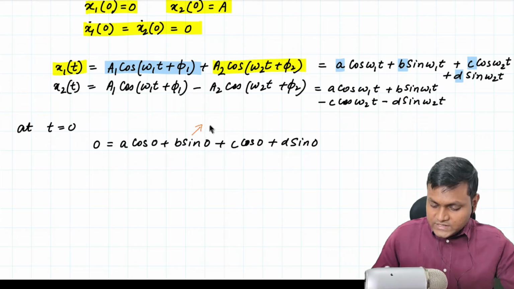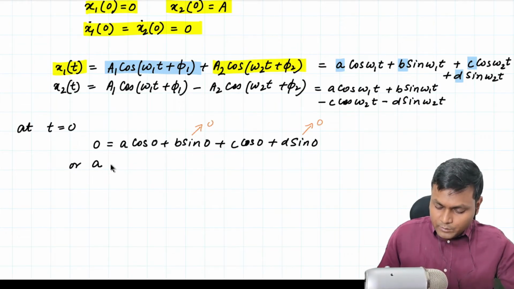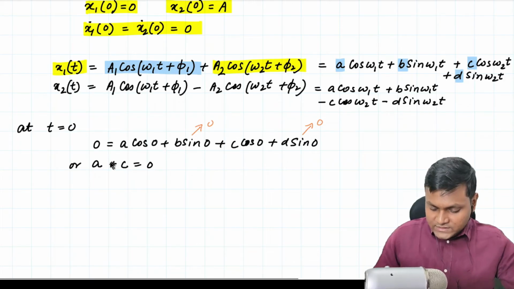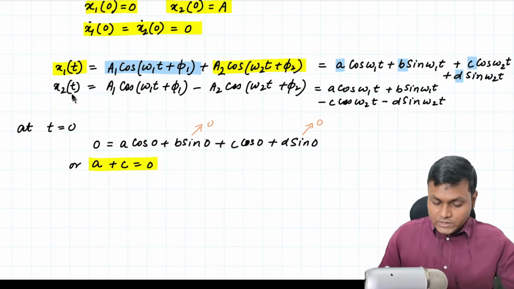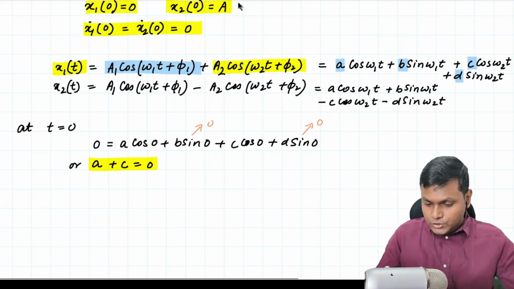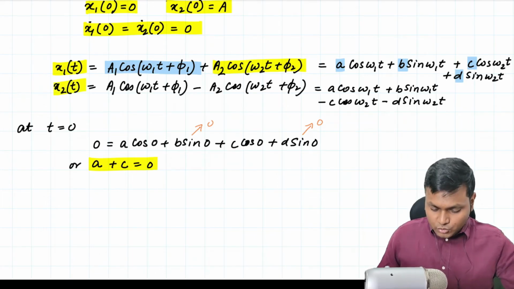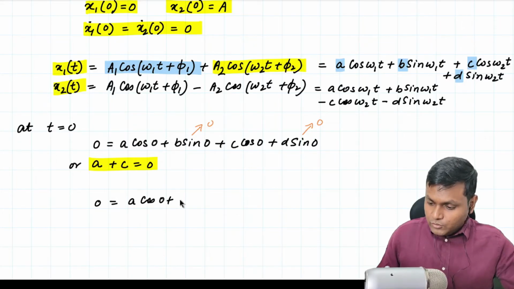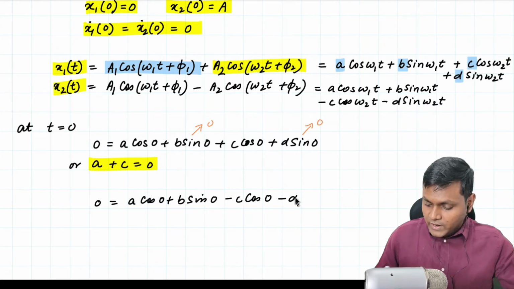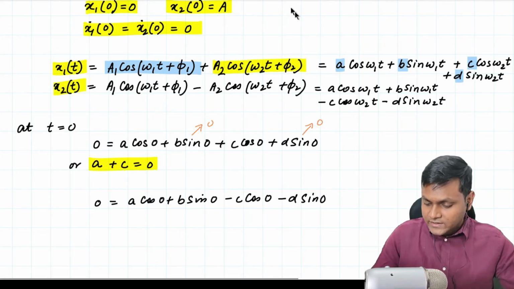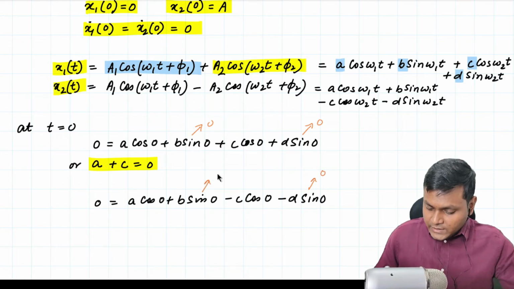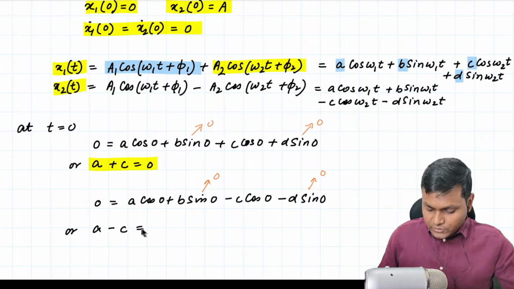Here, of course, the sine terms vanish and we are left with simply a plus c is equal to 0. This is one equation we have. Similarly, let us apply it to the x2 equation. If I apply it to x2, I simply get 0 is equal to a cos 0 plus b sine 0 minus c cos 0 minus d sine 0. Again, here the sine terms vanish and I am left with a minus c is equal to 0.